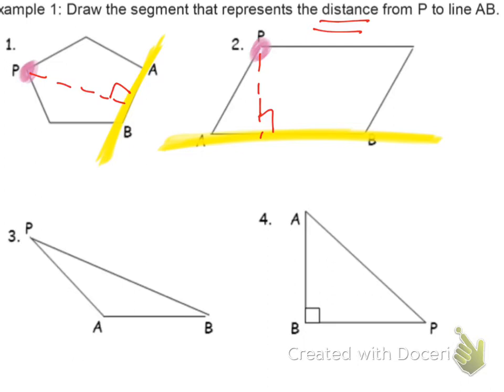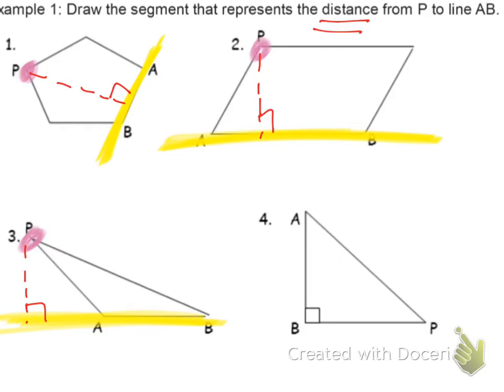On number 3, I'm going to start with point P, and I need to go to line AB. And again, I'm just going to extend line AB to help me see this a little bit better. If I were to draw this inside of my triangle, I'm not going to be able to draw a perpendicular. So instead, since I've extended that line, it's a little bit easier to see now. If I draw this line straight down, that would be my altitude. So that would be my distance.